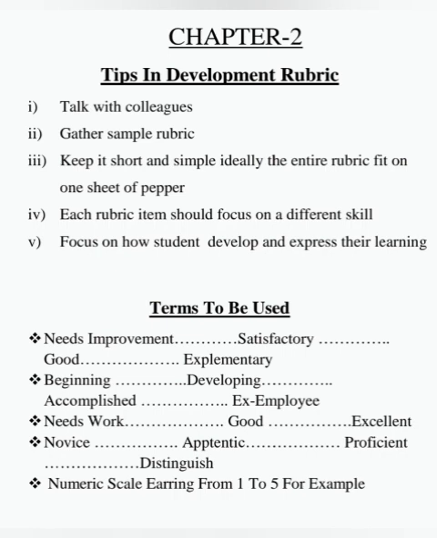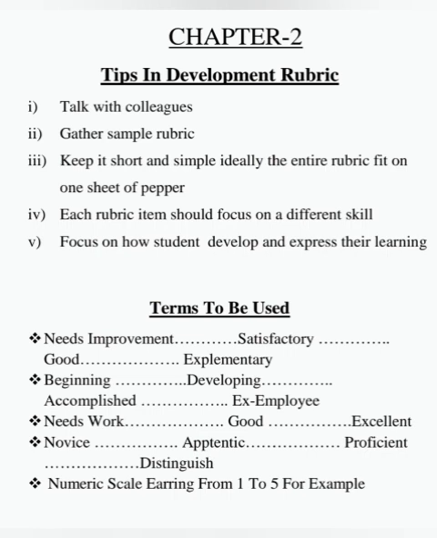Performance descriptor of the components or dimensions at each level of mastery. Chapter 2. Tips in development of rubric. Talk with colleagues. Gather sample rubric. Keep it short and simple. Ideally, the entire rubric fits on one sheet of paper. Each rubric item should focus on a different skill. Focus on how students develop and express their learning.